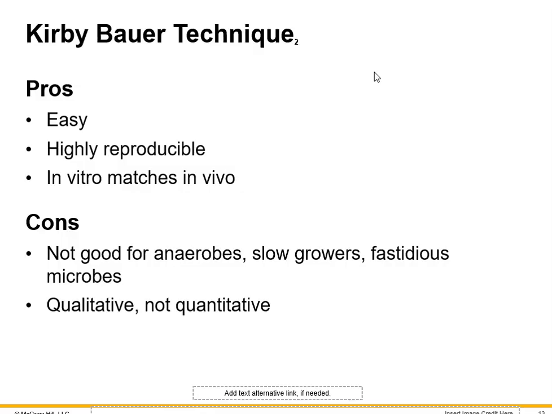The cons: Kirby-Bauer cannot be used for anaerobes. Typically, you're growing anaerobes in a broth, and they're not going to grow well on a solid medium, so that's not going to work. Also, if you have organisms that are very slow growers, you're not going to get the results you need in the time that you need it to prescribe something for the individual. And then you could also have microorganisms that are very fastidious. They just don't like the growing conditions they're being subjected to, and you may not see the growth that you need to see a zone of inhibition.